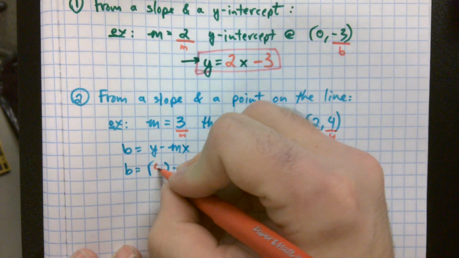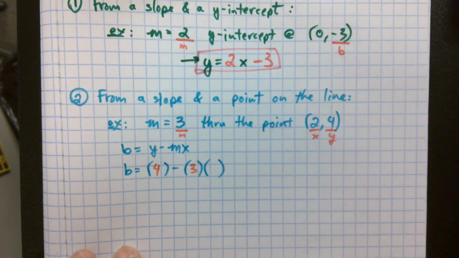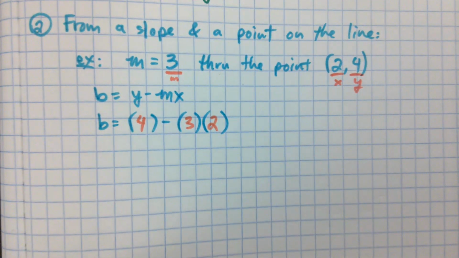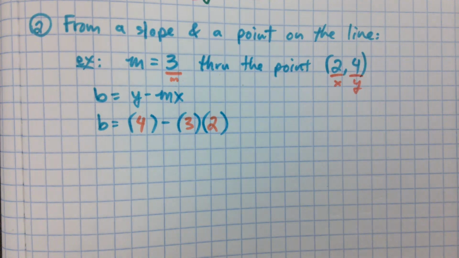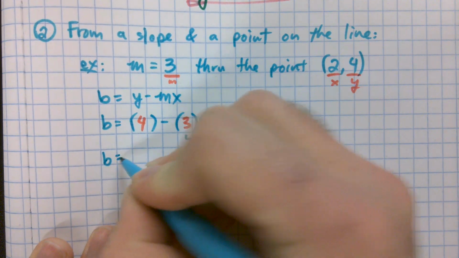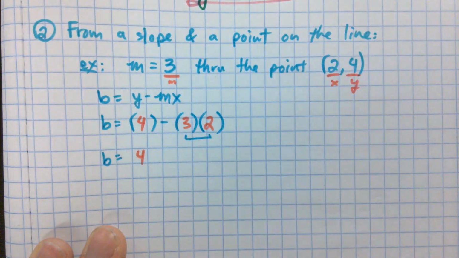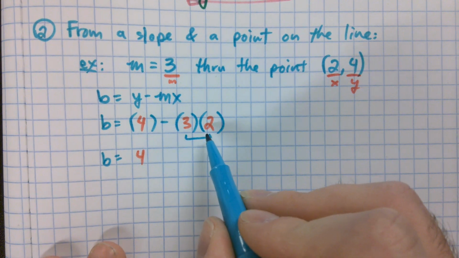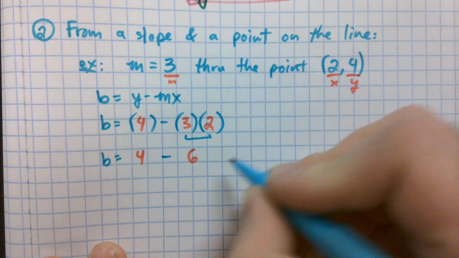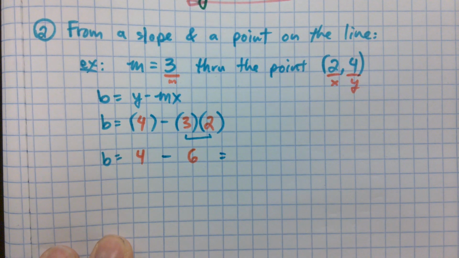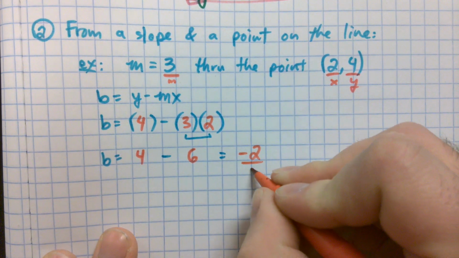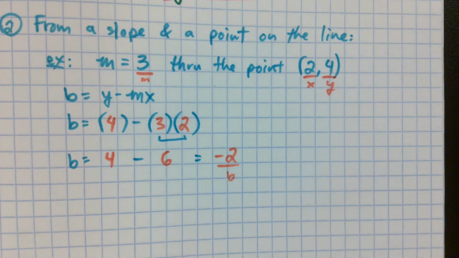And we got tons of practice with this. 4 minus 3 times 2. What would 3 times 2 give us? 6. And 4 minus 6. 3? Close? Oh, 2. Even closer? -2. There we go. -2. And that's my b.